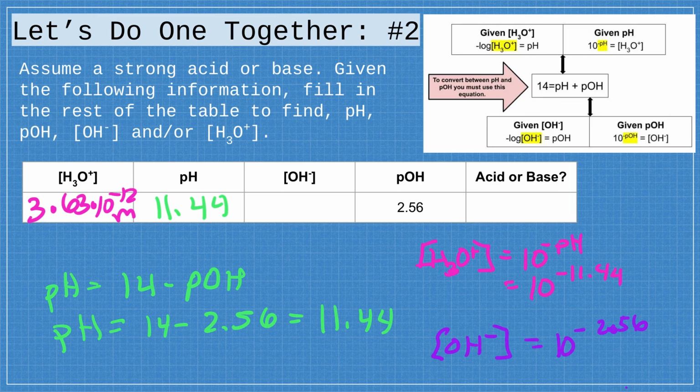To calculate the hydroxide ion concentration, we do 10 to the negative 2.56, and we get our answer as 0.0028 molar concentration. And now you determine whether this is an acid or a base. So this would be a base because the pH is greater than 7.